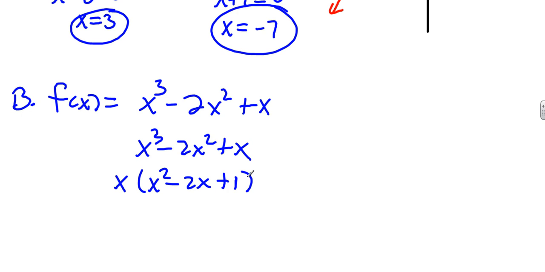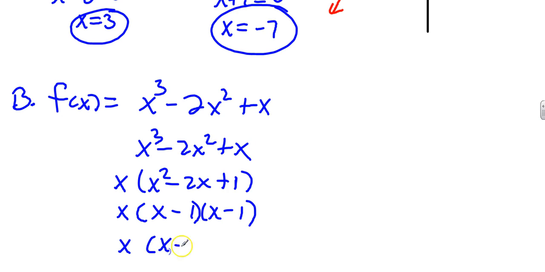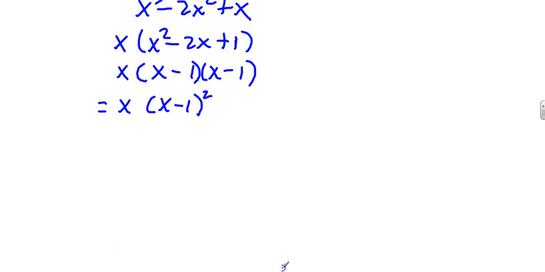Now you've actually got something you can factor on the inside, because you're looking for the factors of 1 that would get you negative 2. Well, the only way you can factor 1 is 1 times 1. In this case, they both need to be negative. And if they're both negative, you've got the same thing twice. Then you can rewrite that part as x times x minus 1 squared. Okay, so there it is in factored form.